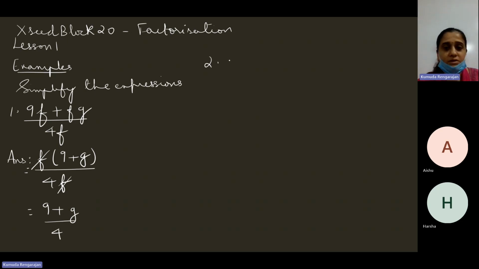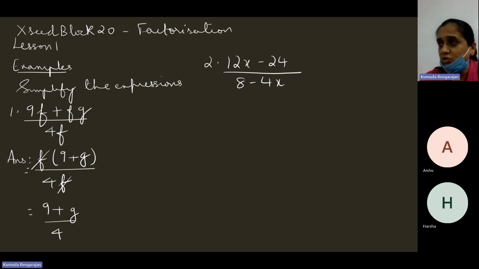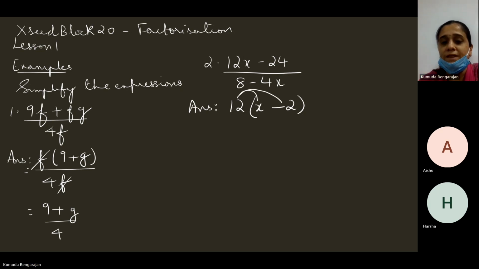To the next one. 12x minus 24 divided by 8 minus 4x. So the expression in the numerator, 12x and 24. What's common between 12x and 24? 12. So in the bracket, 12 into what is 12x? x. Minus 12 into 2, because 12 into x is 12x and 12 into minus 2 is minus 24.